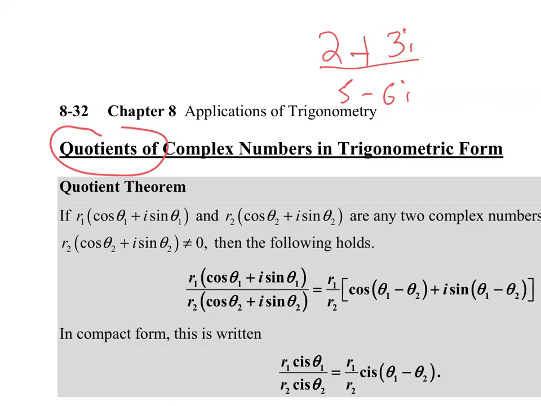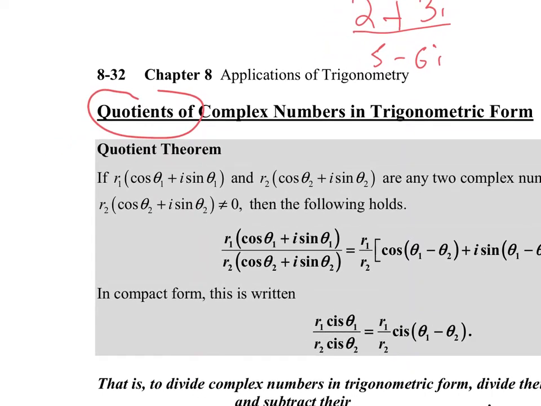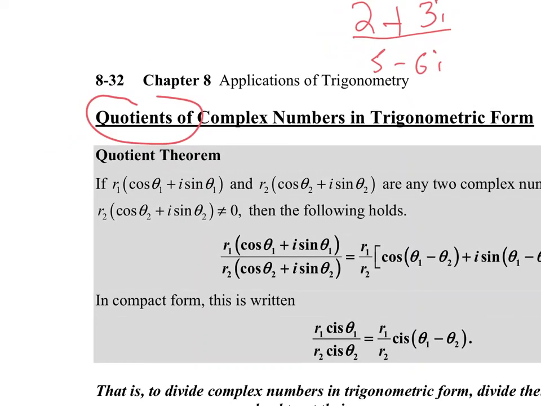When I say rectangular, it's because you can graph it on the XY plane. And so we'd have to multiply the top and bottom by the conjugate of the bottom. Remember that? But what if you didn't have it given? What if you were given it in your trigonometric form or your polar form?